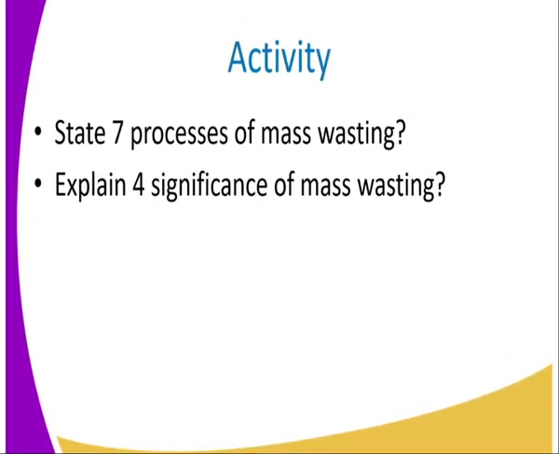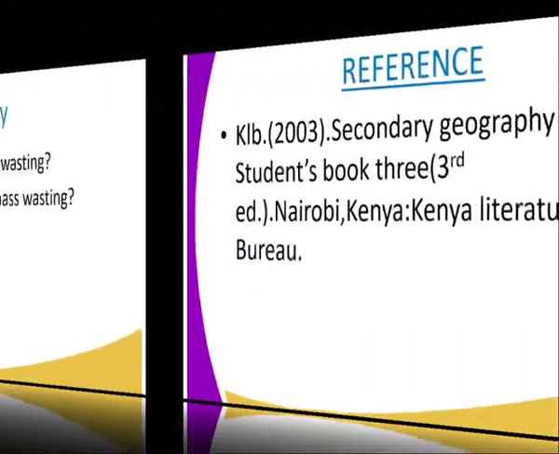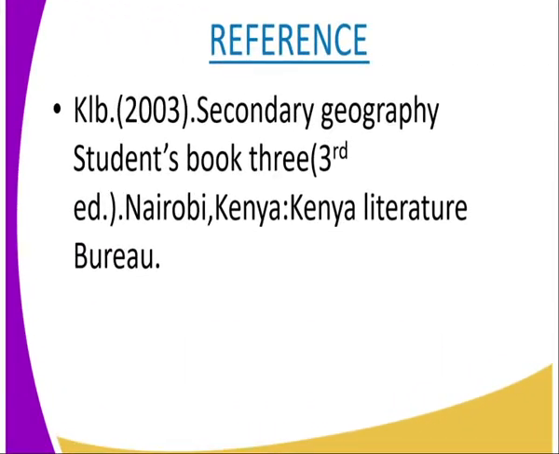Having that in our lesson, we can have this activity. State 7 processes of mass wasting. Explain 4 significance of mass wasting. Then we have the reference: the Secondary Geography Student's Book 3.